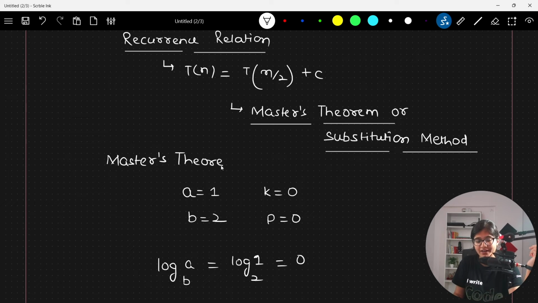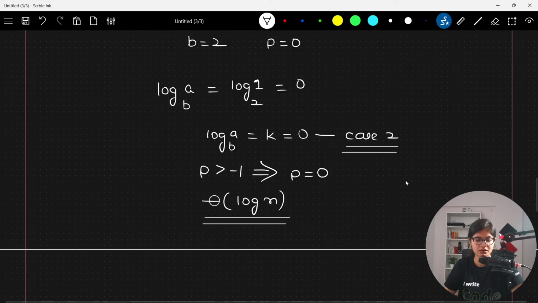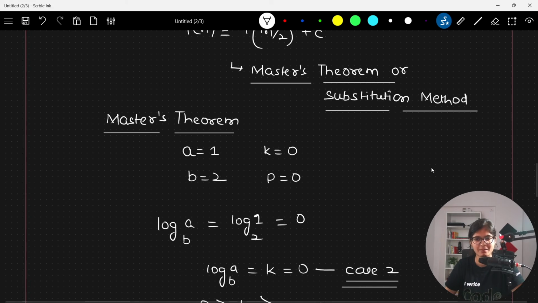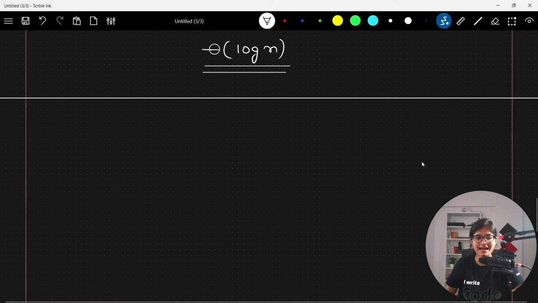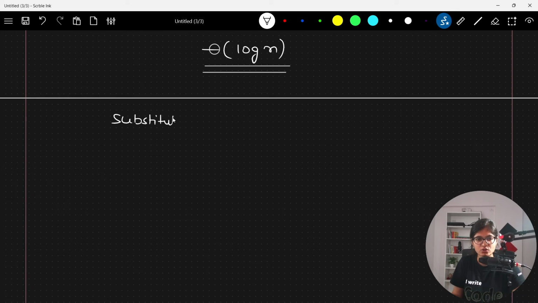Those who are not aware of the Master's theorem will obviously face trouble while solving this particular recurrence relation using the Master's theorem. You can also apply the substitution method. See, if I apply the substitution method also, I will be able to get the same answer. So how will the substitution method work?